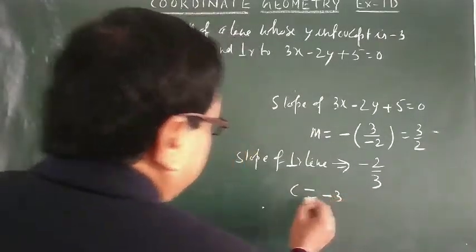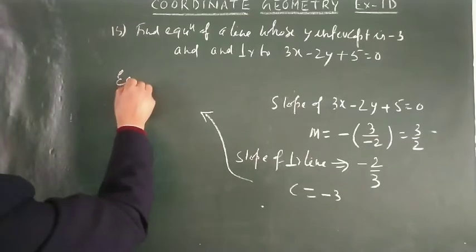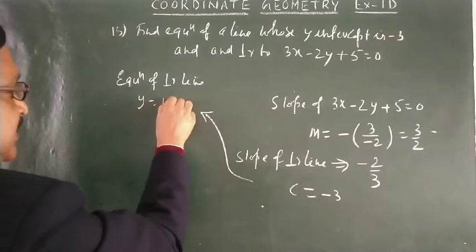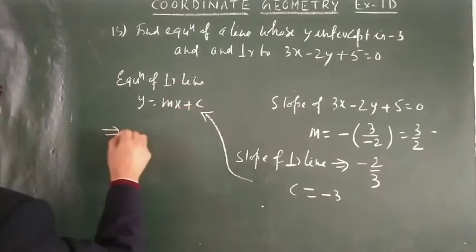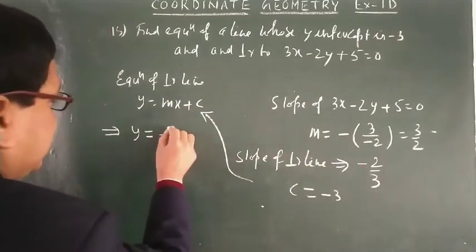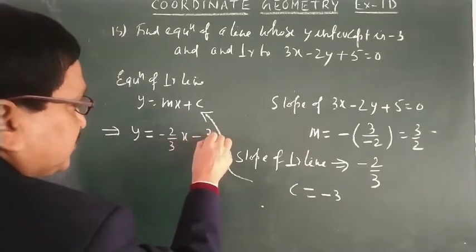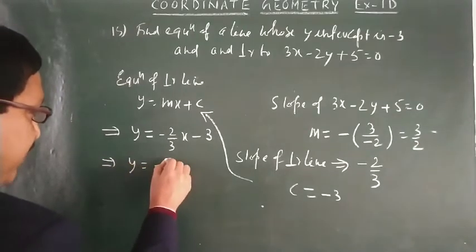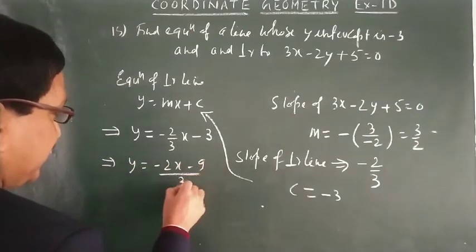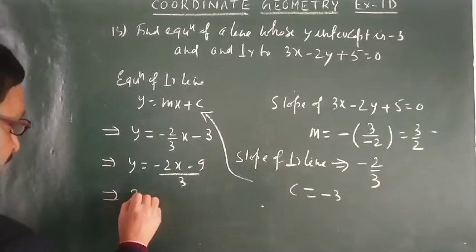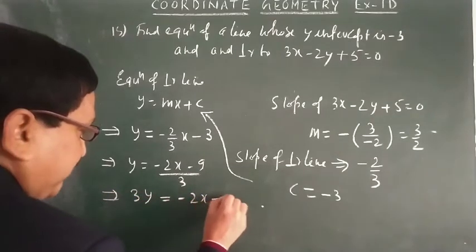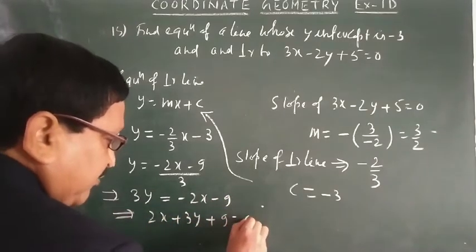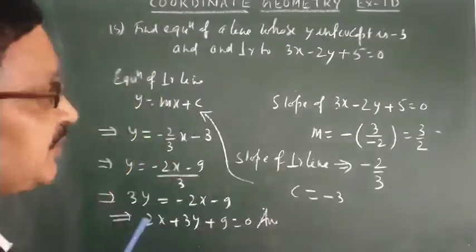So we have to find a line perpendicular to this, and c is equal to minus 3. So the equation of the perpendicular line: y is equal to mx plus c. So this implies y is equal to minus 2 by 3 x minus 3. Putting the value of c also and simplifying this: minus 2x minus 9 by 3. So this is 3y is equal to minus 2x minus 9. So 2x plus 3y plus 9 is equal to 0. Next, question number 16.